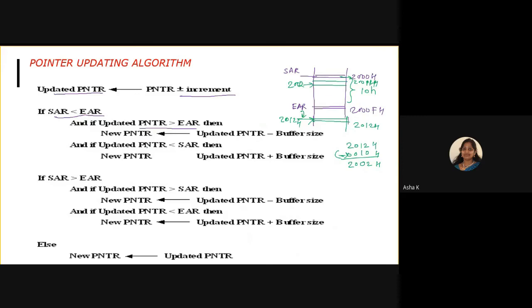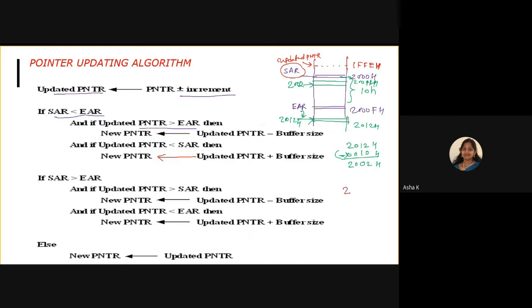And if the updated pointer is less than SAR, say I have an updated pointer value that is less than the SAR value. Take an example, I may have 1FFE hexadecimal as the new value. That new updated pointer value is less than SAR. Is it less than SAR? Yes, the updated pointer value is less than SAR. Then new pointer is equal to updated pointer plus buffer size.